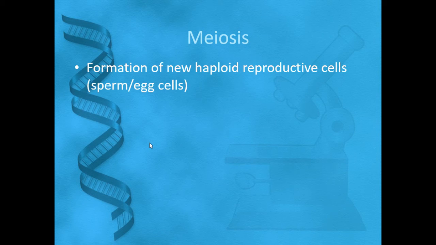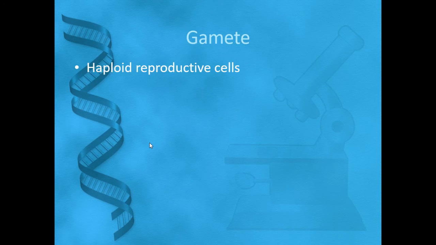Meiosis is the formation of new haploid reproductive cells. So mitosis is going to do all of your autosomes. Meiosis is going to do the sperm or the egg cells. A gamete is what we call your reproductive cells. So instead of referring to them as a sperm and an egg, we refer to them as a gamete.